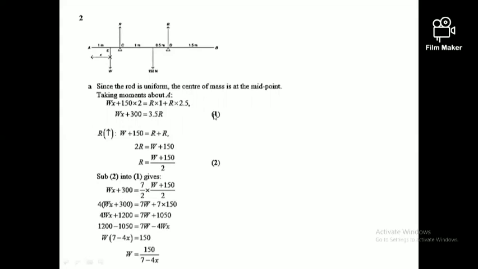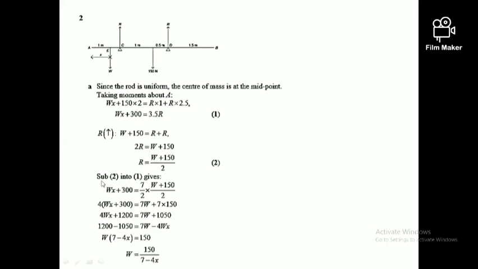Then, since the object remains in equilibrium, upwards forces equal downwards forces. What are the upwards forces? R plus R equals the downwards forces, W plus 150. Then you can say R equals (W plus 150) divided by 2. Then I can replace this R over here. Then what you get is Wx plus 300 equals 3.5, which I wrote as a fraction, 7 over 2, into (W plus 150), because this R is (W plus 150) over 2.